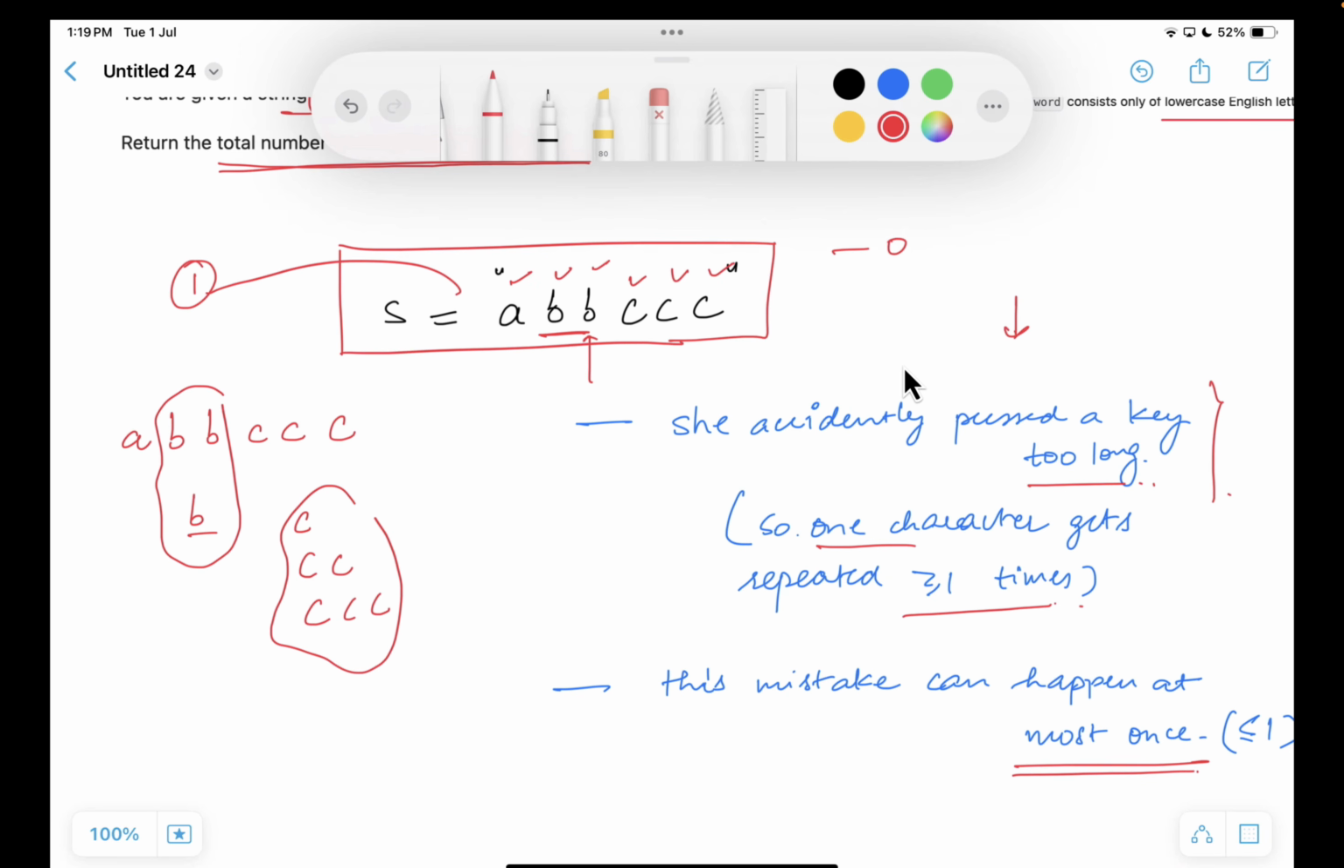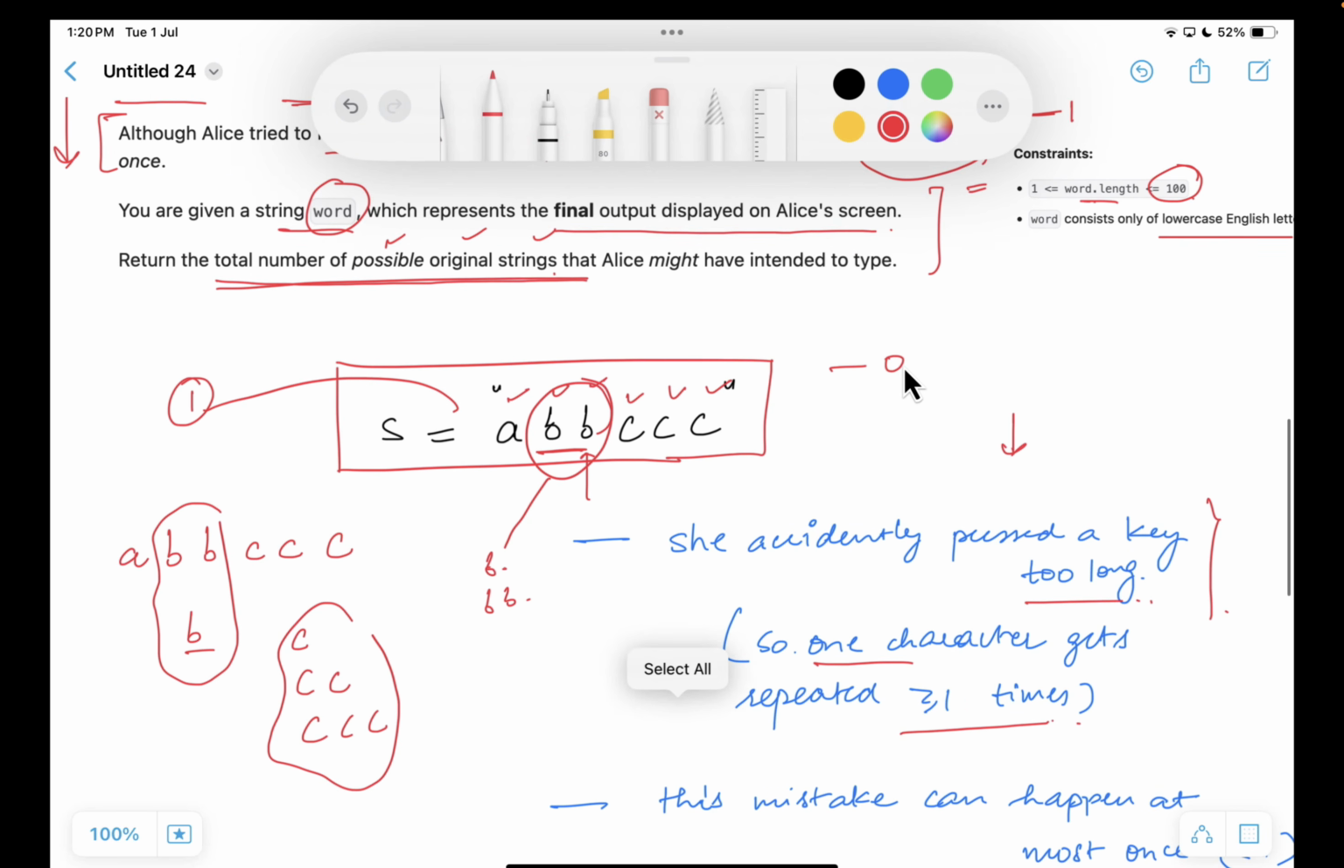So there might be the possibility that for this BB, either she wanted to type B, or she wanted to type BB. So either the possible original string B should be there, or BB should be there. The two possibilities are there. So here, if B is contributing two possibilities, then she is not going to make any other mistake.